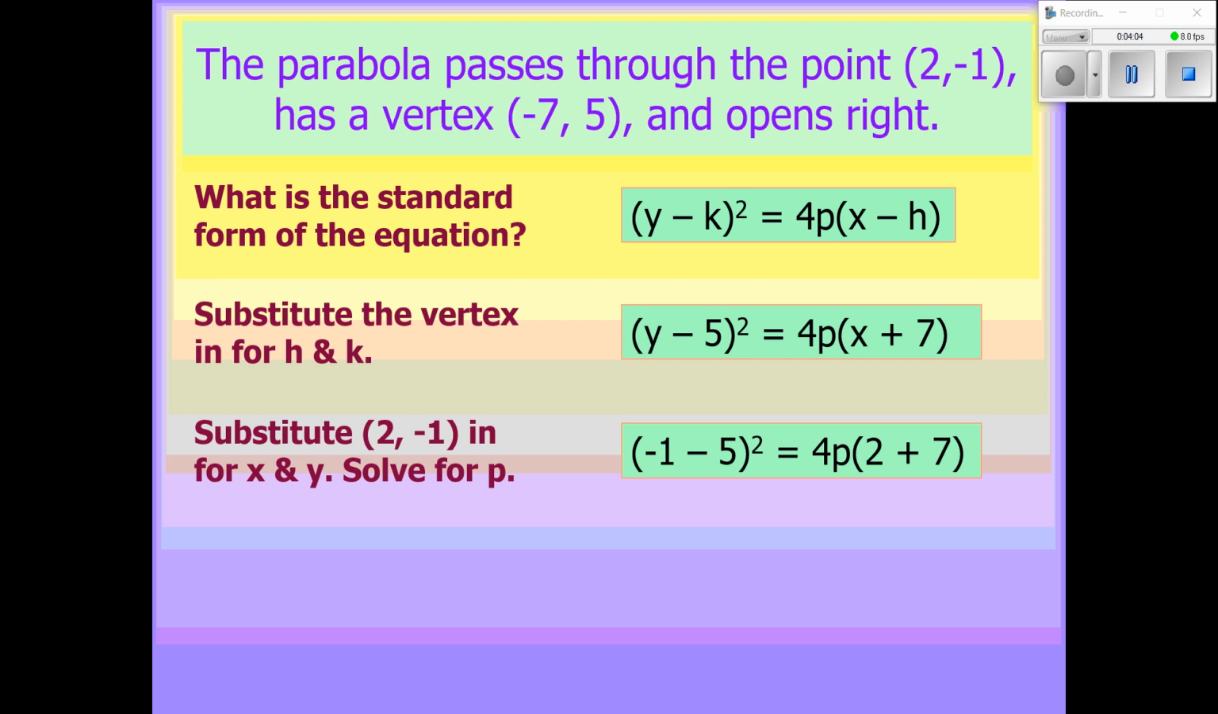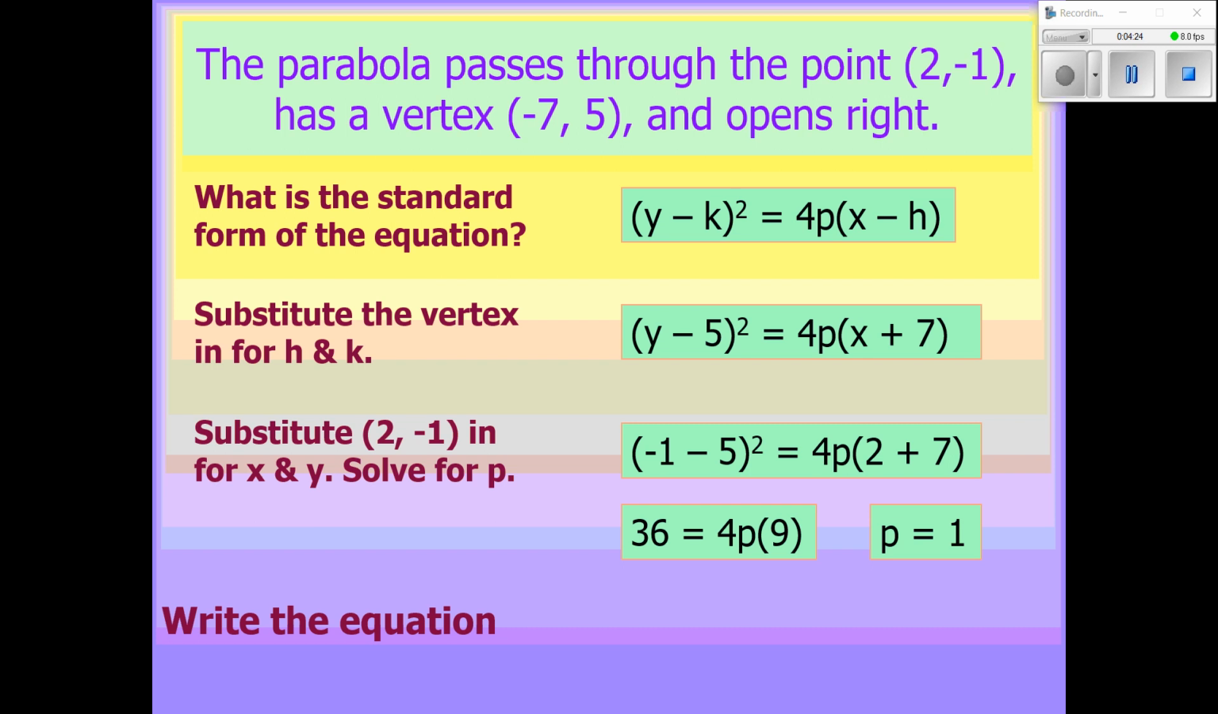And then you'll notice that the only variable that's left is p. So we can solve for p. And by doing -1 minus 5, that's -6. (-6)² is 36. 2 plus 7, of course, is 9 over there. I have to divide by both 4 and 9, which is 36. So this is just going to be p equals 1.